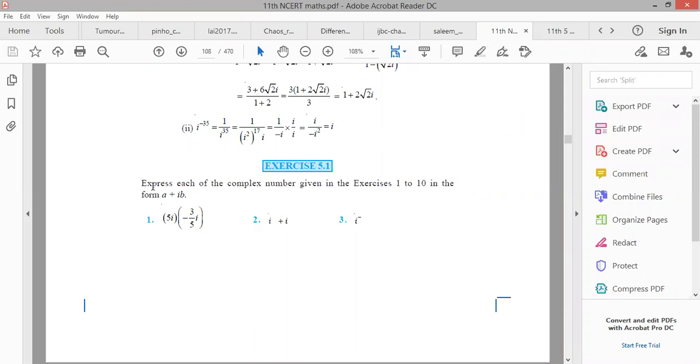It says: express each of the following complex numbers in exercises 1 to 10 in the form a plus ib. A plus ib is the standard form. So we have to express these complex numbers in the standard form. How can we do that?